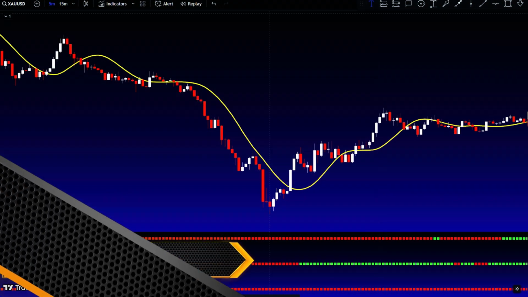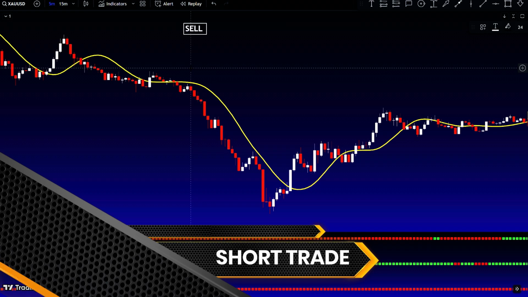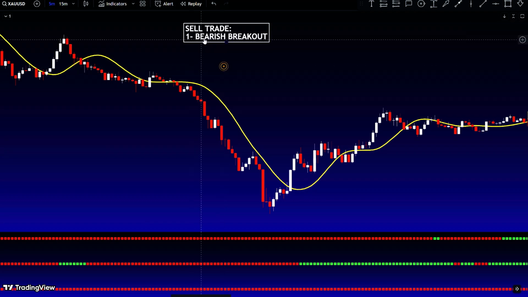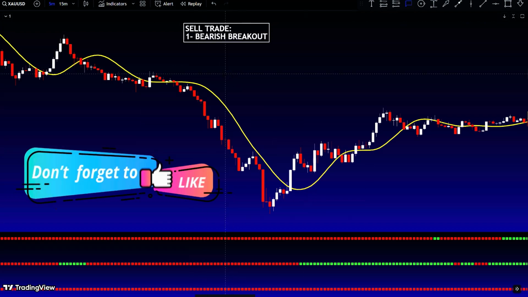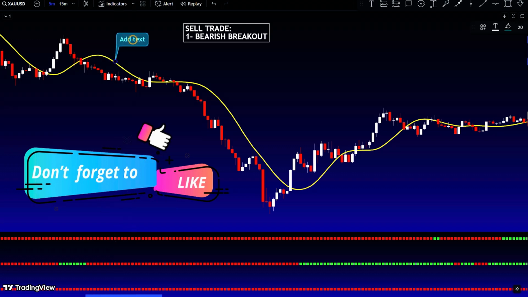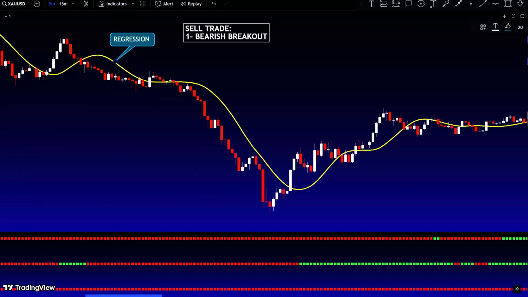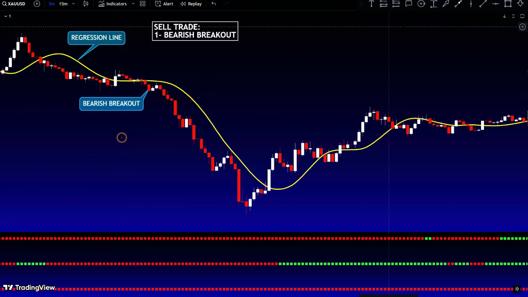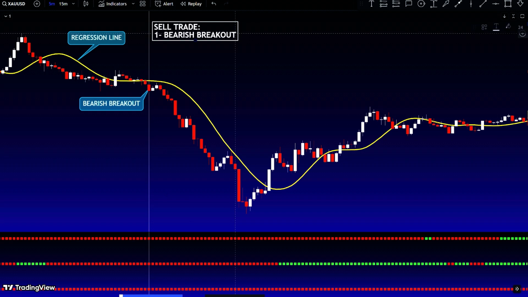And to execute a sell trade, we'll first need the price candles to be positioned below the regression line. Next, candles should briefly rise above the line and then close below it again. This is what we call a bearish crossing. But hold on, before jumping in, we need a confirmation signal.